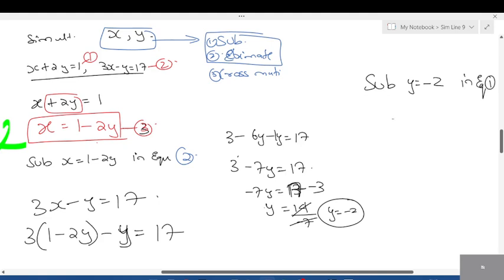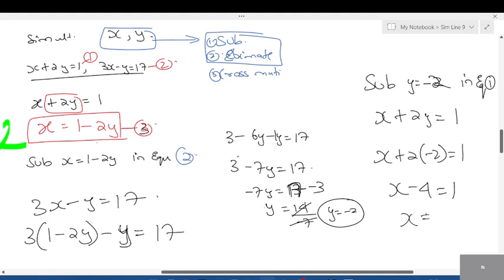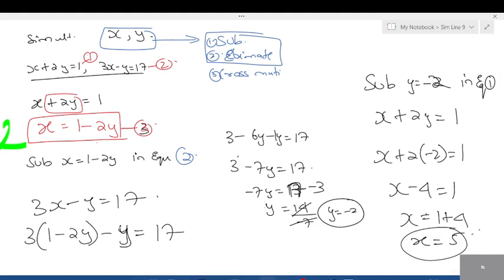Take the first equation: x plus 2y is equal to 1. Y value is minus 2. X plus 2 into minus 2 is equal to 1. When you open the bracket, you get 2 into minus 2 is minus 4. Minus 4 goes to the other side. 1 plus 4. What's the answer? X is equal to 5. Is this clear? Substitution method. Any doubts? Do you all have any doubts?